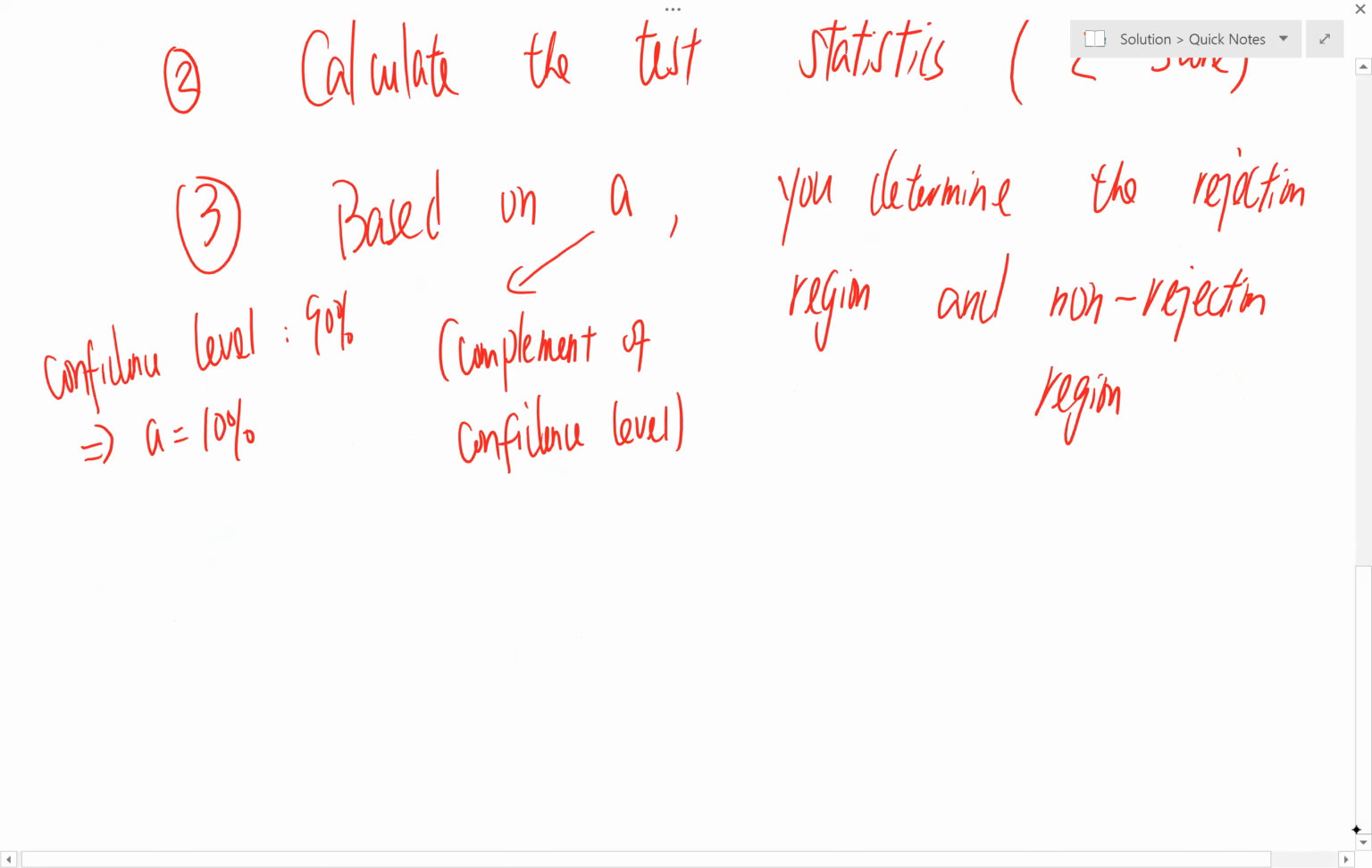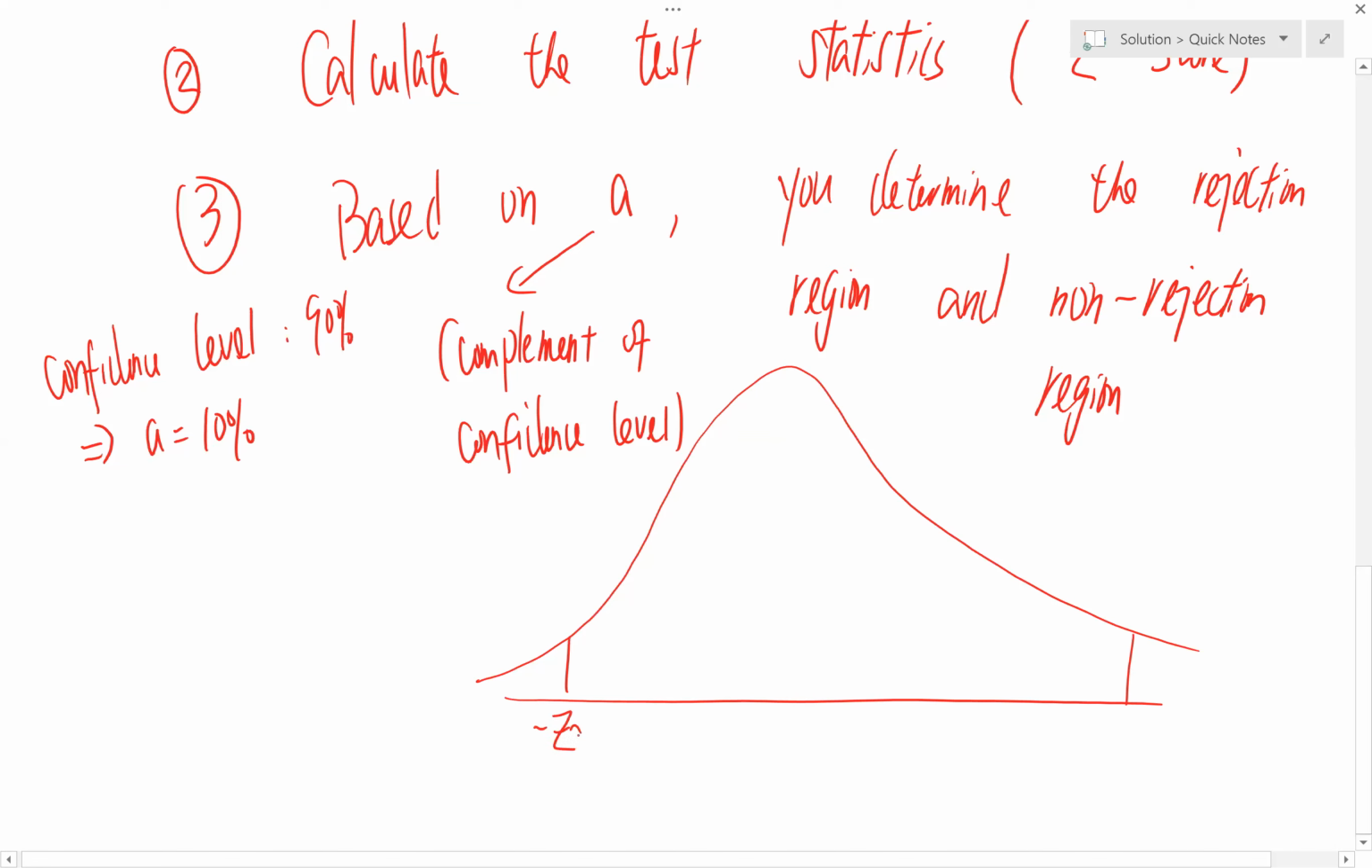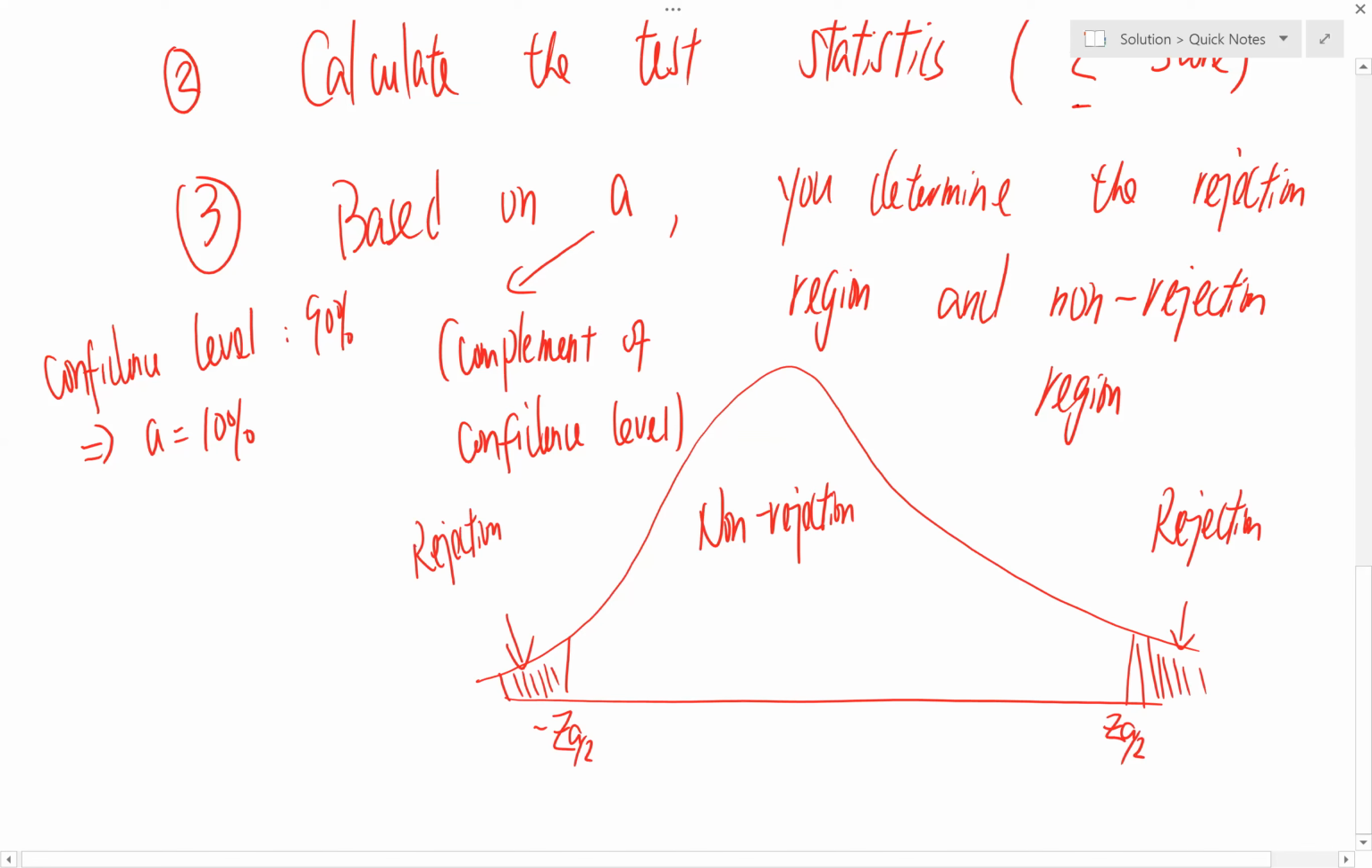So basically, you draw the bell curve, and based on alpha, we find the critical z-score. If this is a two-tailed test, both tails are the rejection region, and the center area is the non-rejection region. If the test statistic z-score falls in the rejection region, then reject H0. But if it falls in the non-rejection region, then we fail to reject, or do not reject, H0. So that's the basic structure.